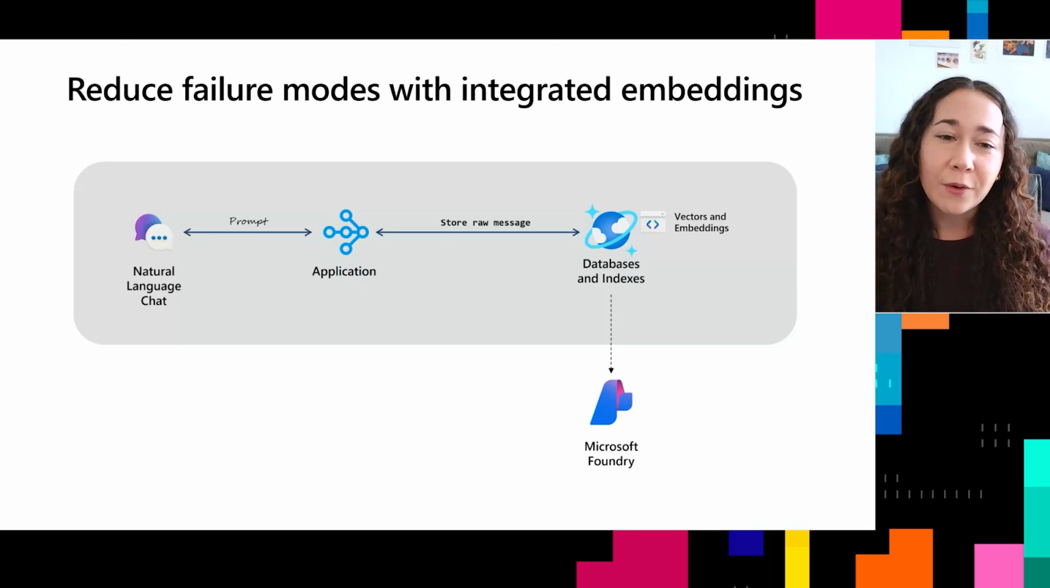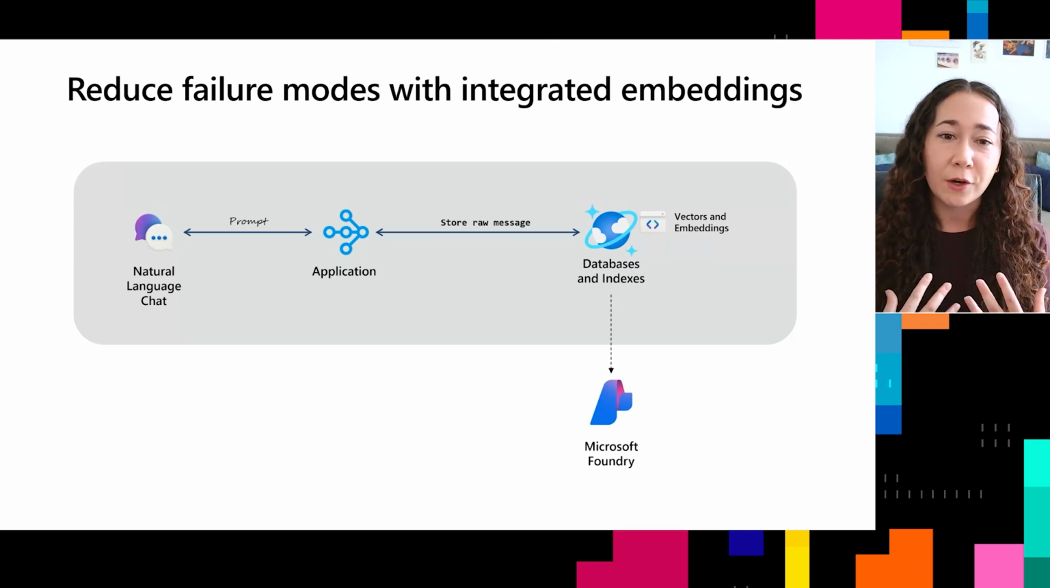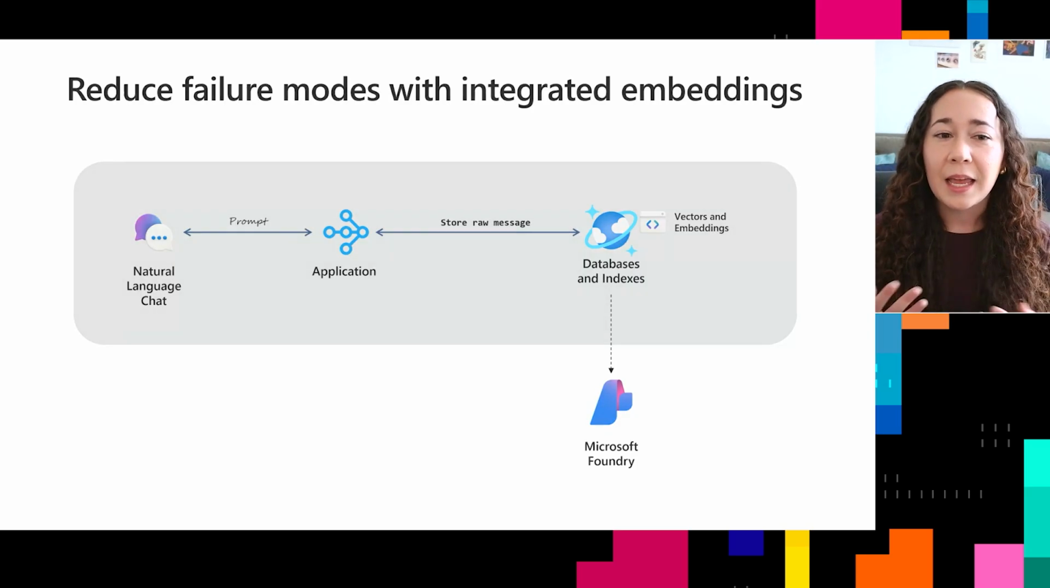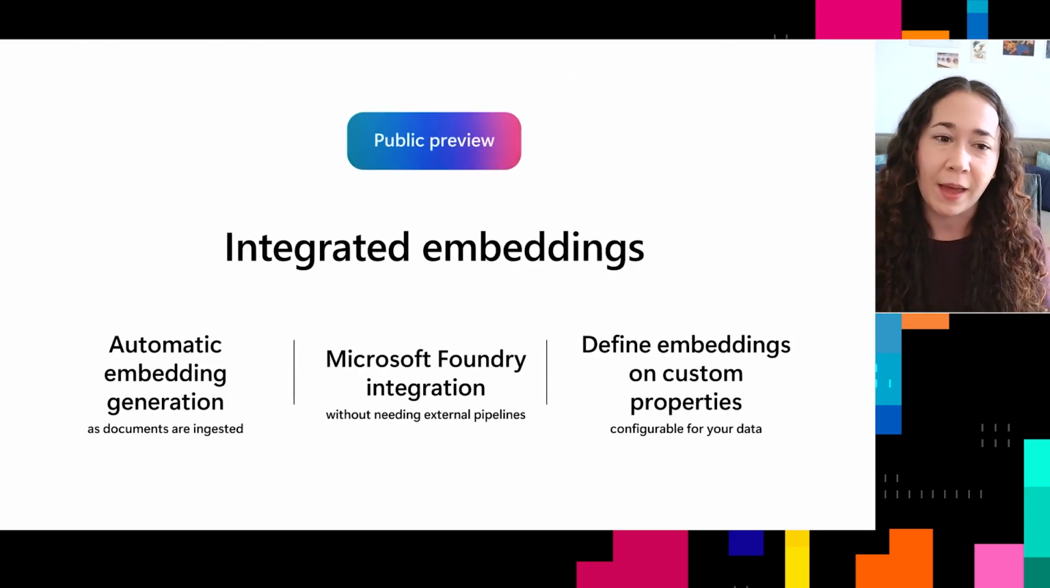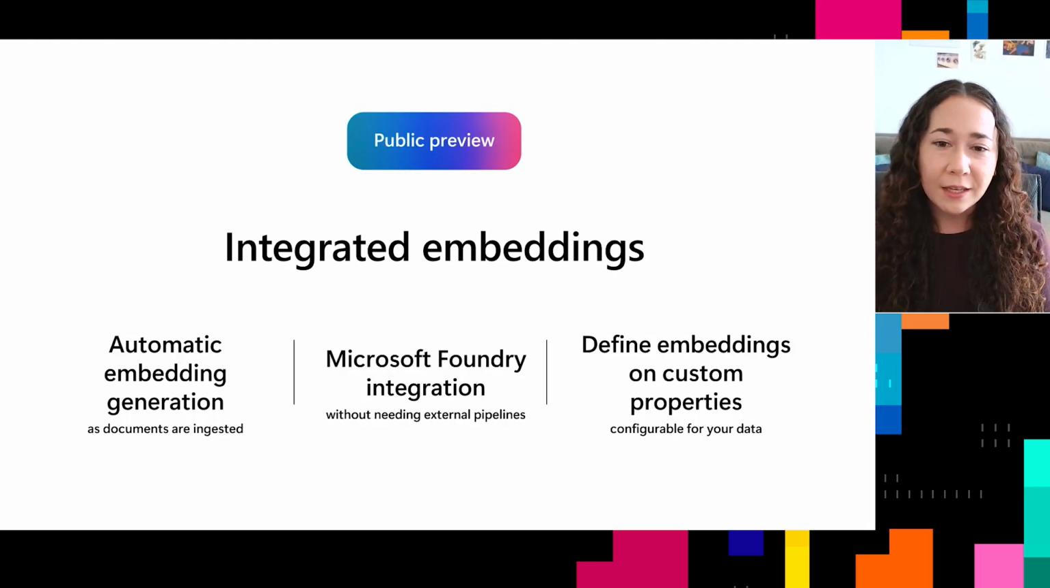We can use integrated embeddings to write the raw message into Cosmos DB, and it's automatically integrated with Microsoft Foundry. The embeddings are generated asynchronously, and this allows us to focus on our business logic instead of focusing on coordinating all of these external calls. Integrated embeddings automatically generate the embeddings at write time. You define your Microsoft Foundry integration, and you no longer need to rely on external pipelines to do all the plumbing for you. You can define the source and the target properties to create these embeddings on, which really gives you the full control for how the embeddings are generated in your application without needing to worry about coordinating that in the app itself.